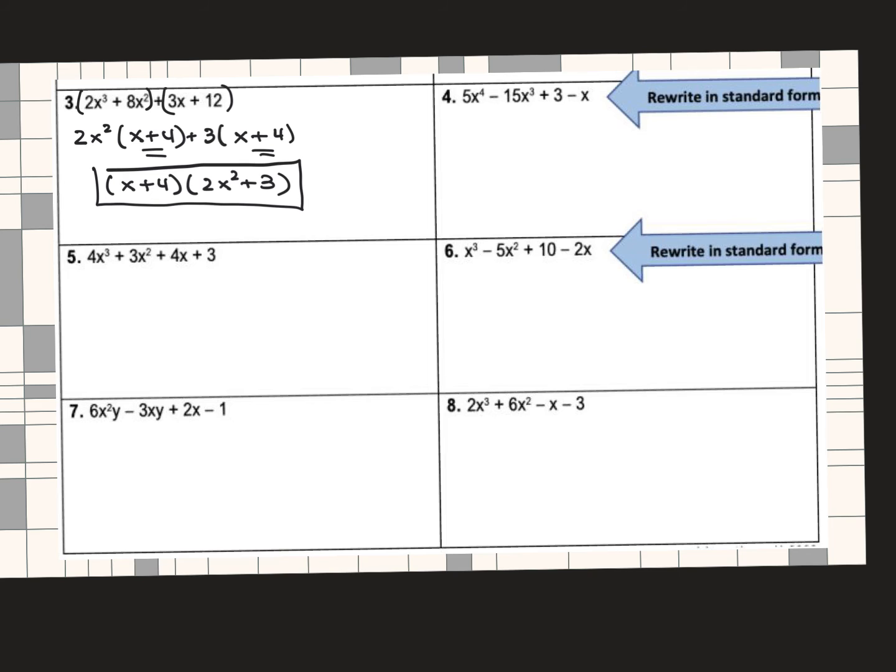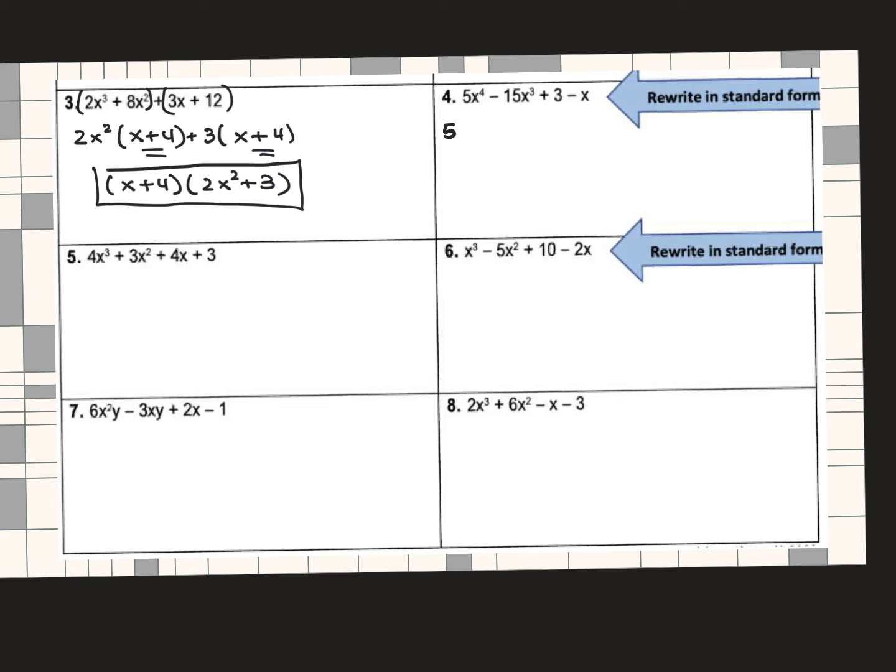All right, so here for number 4, I have a little bit of a reminder here. And it says rewrite in standard form. All right, so what do we mean by in standard form? So in standard form means that we have to rearrange our terms so that we are going from the highest exponent to the lowest exponent.